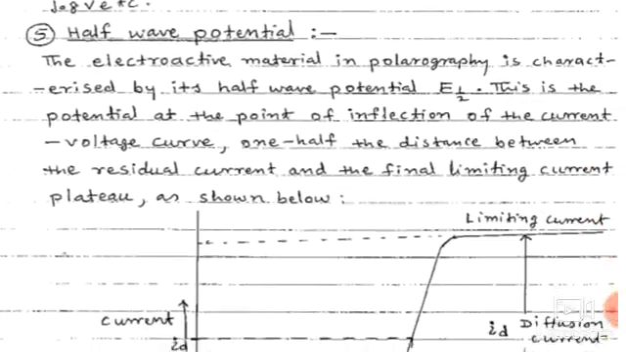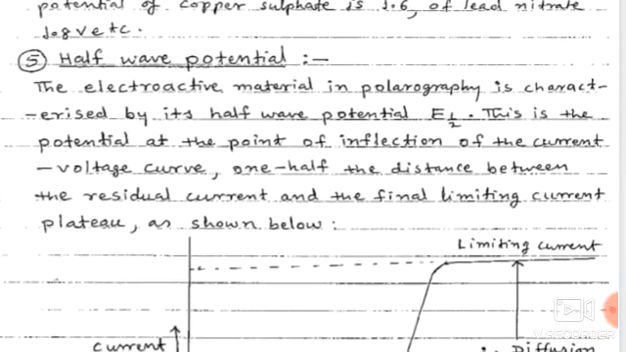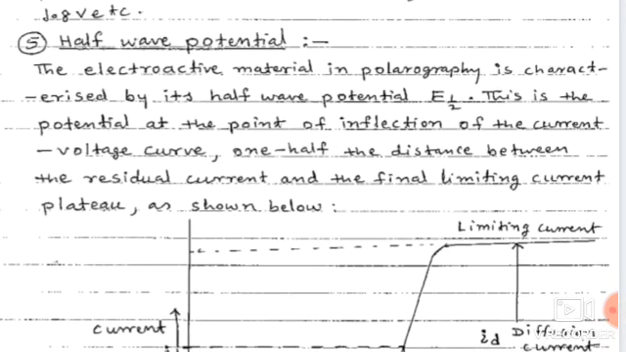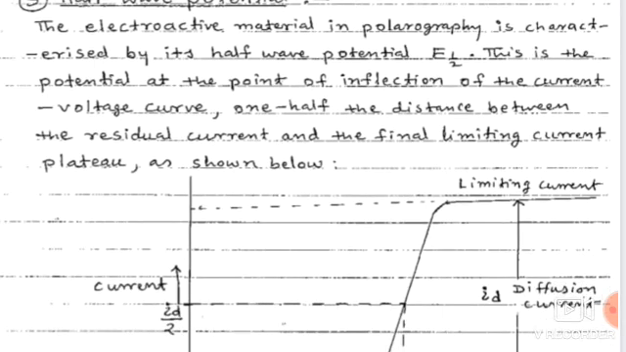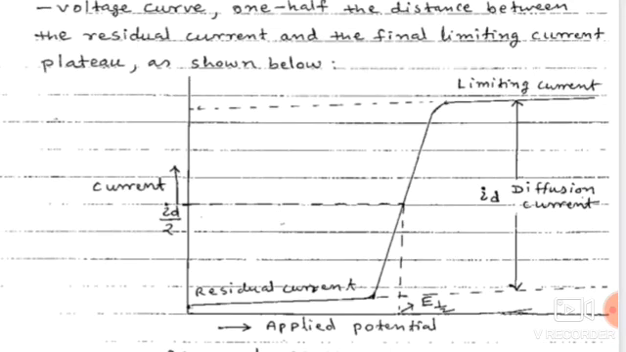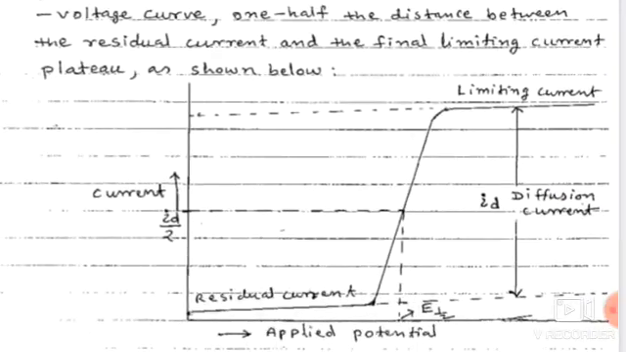The next one is the half wave potential. The electroactive material in polarography is characterized by its half wave potential, E half. This is the potential at the point of inflection of the current voltage curve, one half of the distance between the residual current and the final limiting current, as shown below. What is the half wave potential? It is the half of the difference between the residual current and the limiting current.